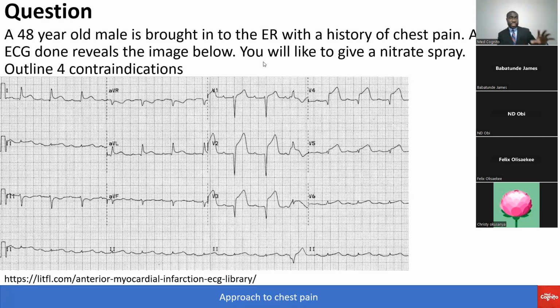So now, next question. You have a 48-year-old male who is brought to the ER with a history of chest pain. An ECG done reveals the image below. You would like to give a nitrate spray. Outline 4 contraindications. I know that commonly amongst us as candidates for this exam, one of the main things we know about contraindications for nitrates is the patient who has taken a phosphodiesterase inhibitor or a patient with inferior MI. But beyond inferior MI, beyond the fact that the patient has taken Viagra or Cialis, what are other contraindications for nitrates?